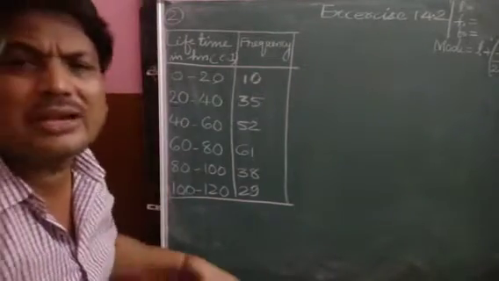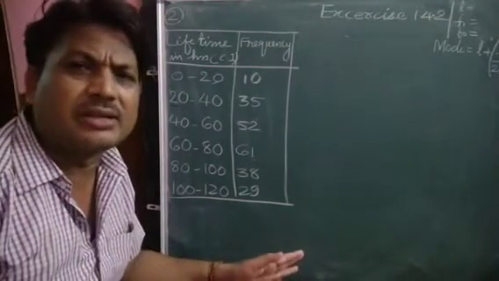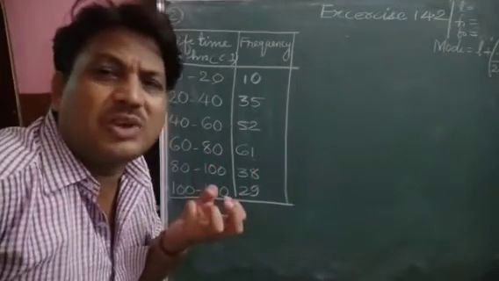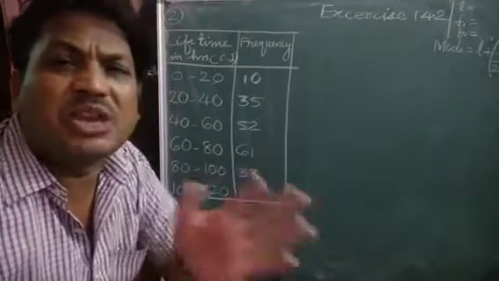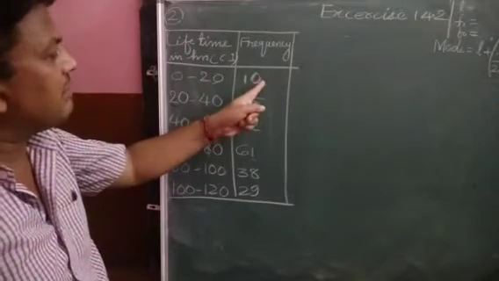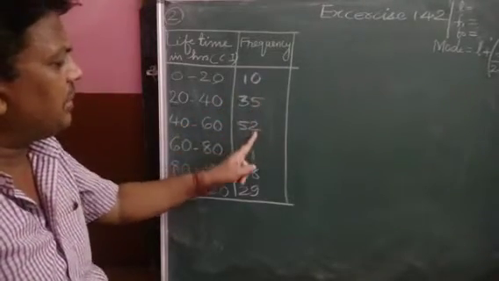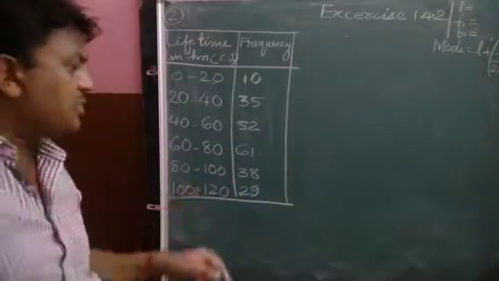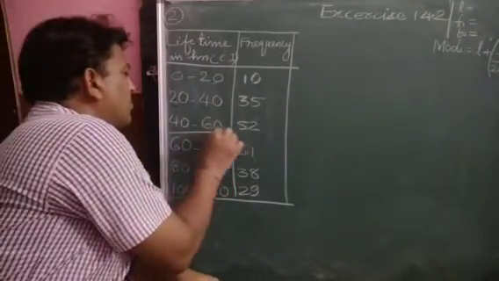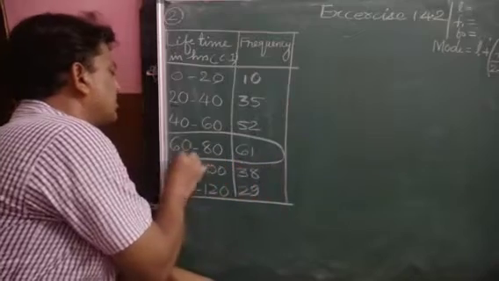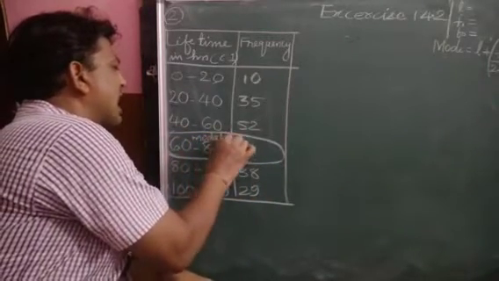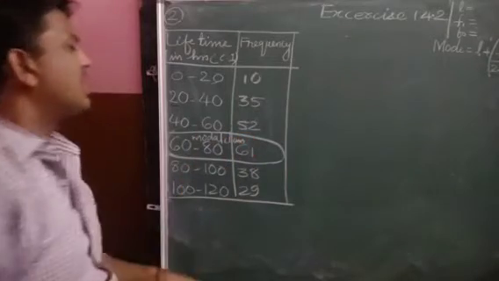We have to select the modal class. That is very important. What is the modal class? The class interval with maximum frequency. What is the maximum frequency? 10, 35, 52, 61, 38, 29. Which value is maximum? 61. So take the class interval involving 61. This is called the modal class.